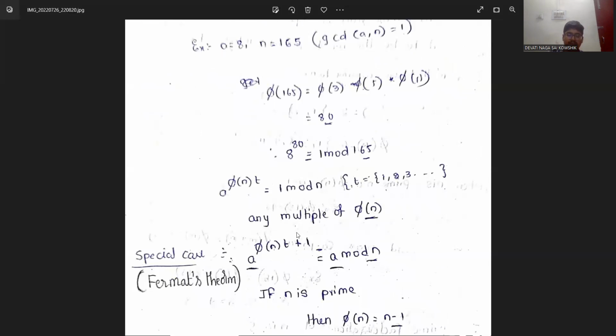And this is the special case, which can also be called Fermat's theorem: a power phi of n into t plus 1 is congruent to a mod n. Here, if n is a prime number, then phi of n becomes n minus 1. When you substitute this value in the above equation with t equal to 1, it becomes a power n minus 1 plus 1, which on simplification becomes a power n is congruent to a mod n, and this is called Fermat's theorem.